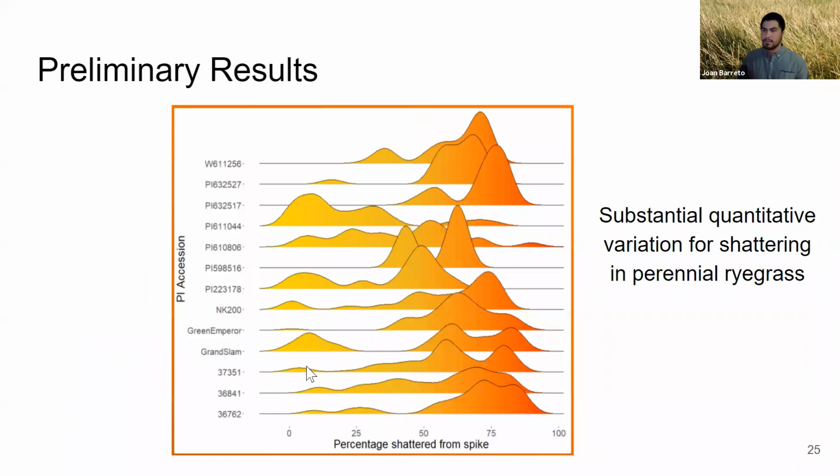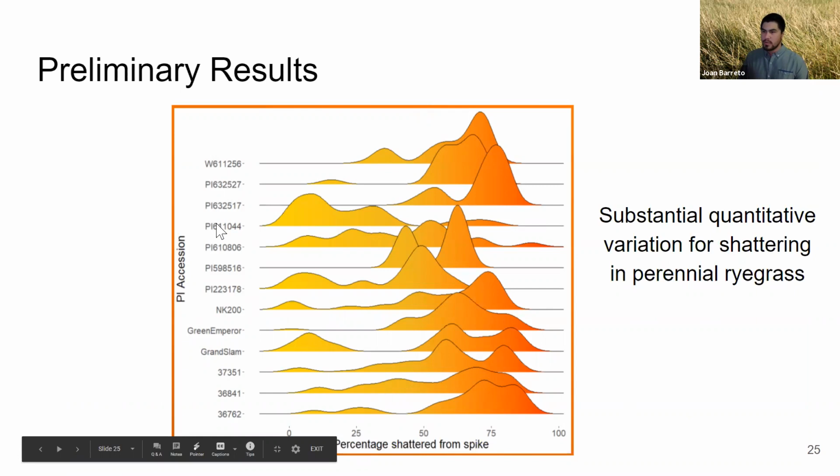What we found was that there was substantial variation. This graph shows the different cultivars that we used, and this is the level of shattering. The more orange or reddish toward the right is more shattering, and the yellow is less shattering. We found lines or germplasm that don't shatter much on average, others that had the opposite, and some other lines that were just all over the place.